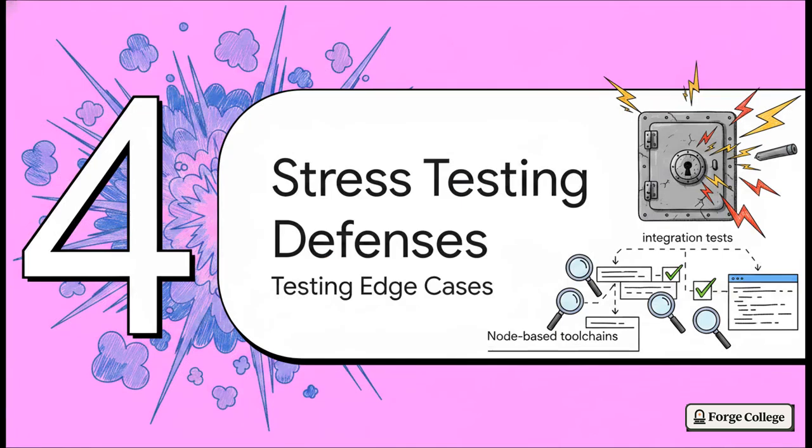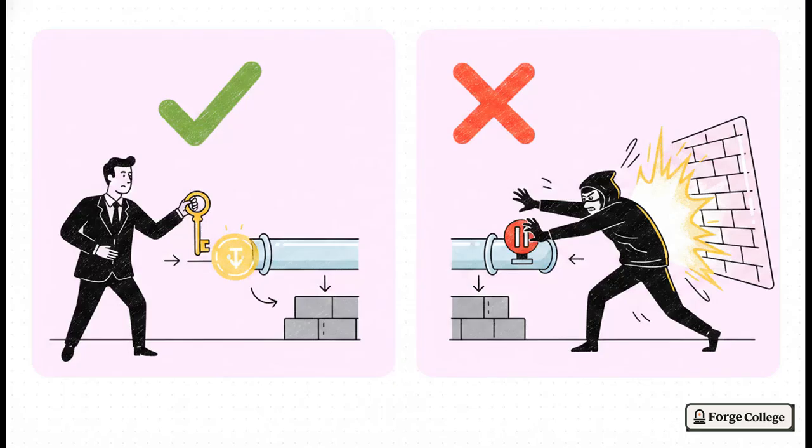All right, part 4, stress testing the defenses. Building the vault is really only half the battle. Now we have to throw everything we've got at it. We've got the happy path where an authorized executor pushes a transaction perfectly. But true security? That's about what happens when things go wrong.